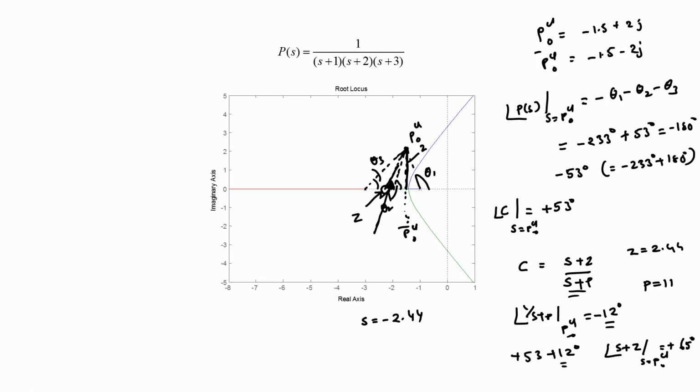This controller structure allows the root locus to pass through the point P_CL0 and P_CL0 bar. So, now there is hope for us to place our closed loop pole at P_CL0 and P_CL0 bar by choosing an appropriate gain K for our controller C(s). Now, how do we determine the gain K?